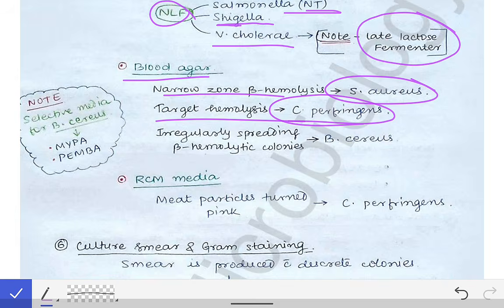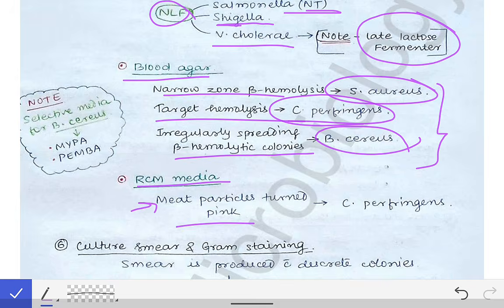If we see irregularly spreading beta hemolytic colonies, then we may think of Bacillus cereus. So this is how the colony characteristics on the blood agar may also help us in differentiating between organisms. Then in the RCM media, if we see that the meat particles have turned pink, then we may think of Clostridium perfringens infection. So this is how the colony characteristic is helping us in narrowing down to a particular microorganism.